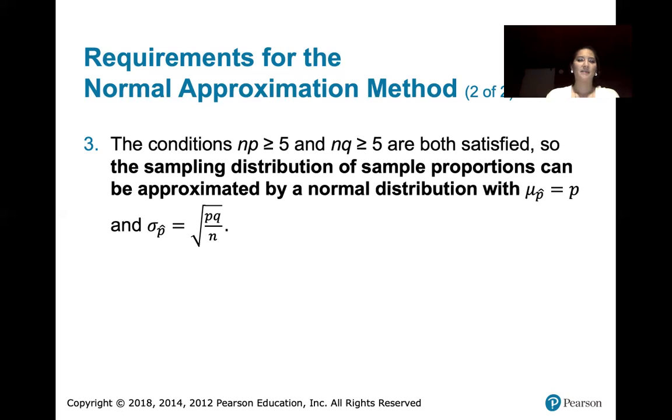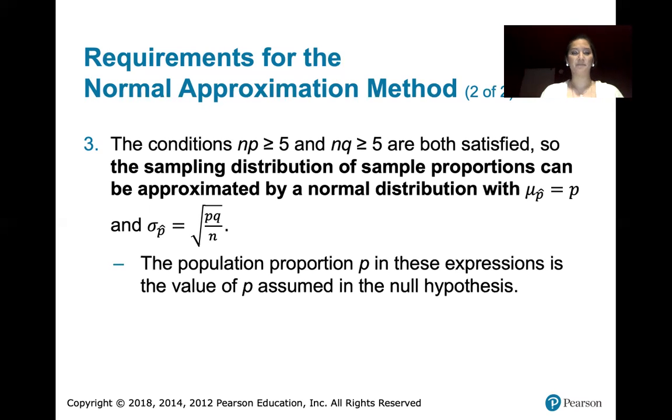Now, sometimes you'll see this condition written differently: n times p must be greater than or equal to 5, and n times q must be greater than or equal to 5, so that the binomial distribution can be approximated by a normal distribution. It's the same thing. They have a slightly different mean and a slightly different standard deviation, but through some algebraic manipulation, if one of those is normally distributed, then the other one is normally distributed. So we're going to focus on the sampling distribution of the sample proportions instead.